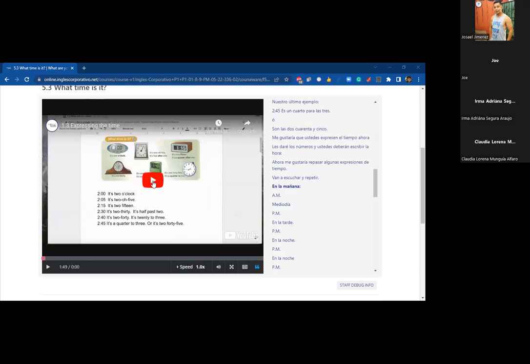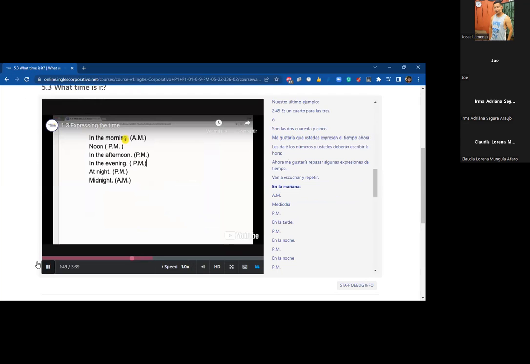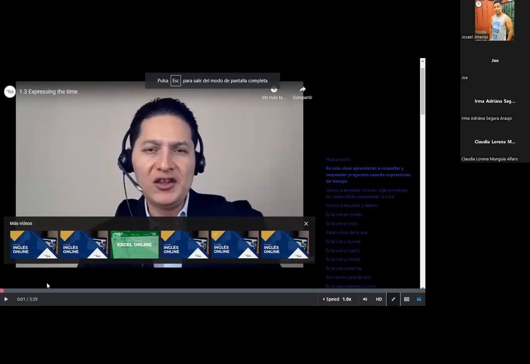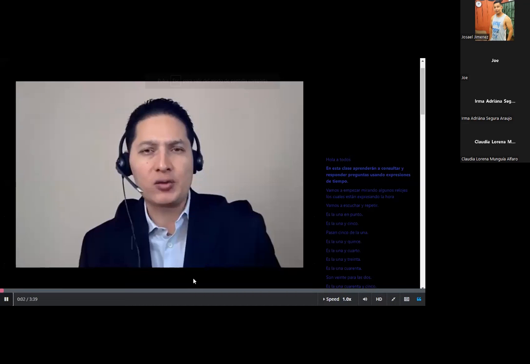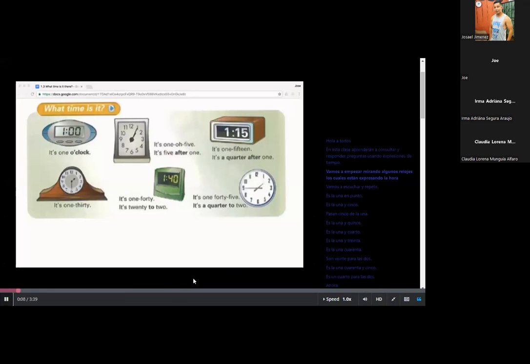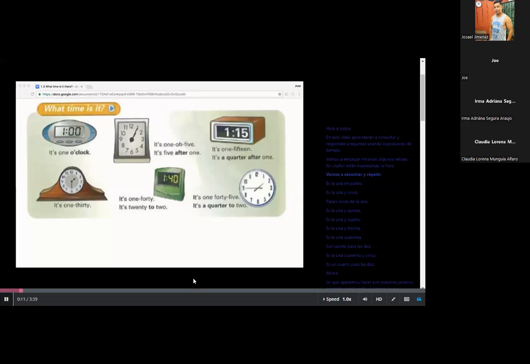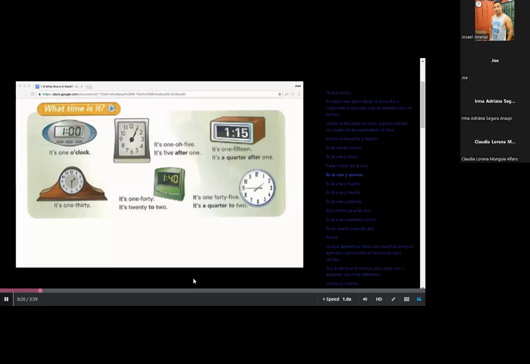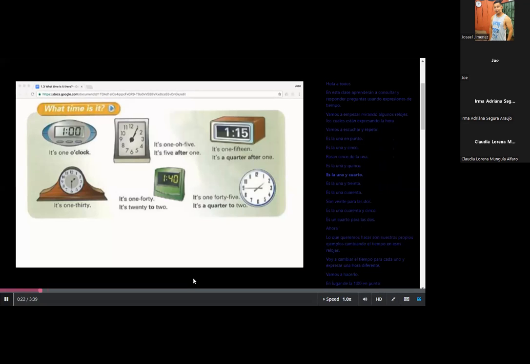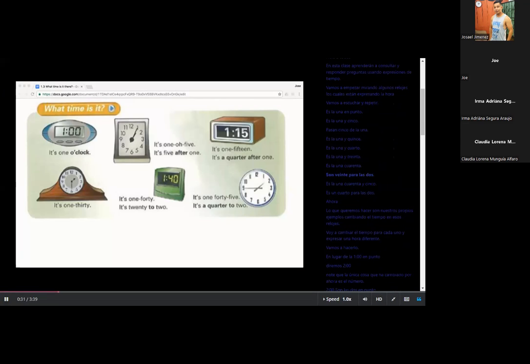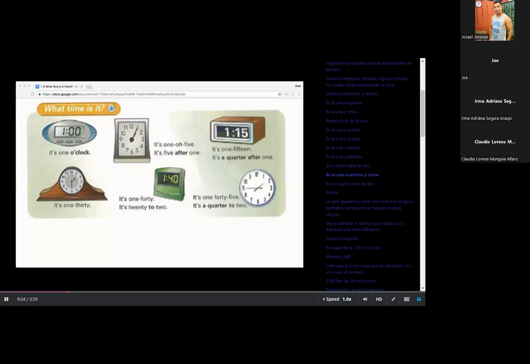Then we practice with what time is it? Morning. A.M. Hi, everyone. Escuchemos la pronunciación y veamos la estructura de las preguntas. In this class, you learn to ask and answer questions using time expressions. Let's get started by looking at some clocks which are expressing the time. Let's listen and repeat. It's 1 o'clock. It's 1:05. It's 1:15. It's 1:30. It's 1:40. It's 1:45.